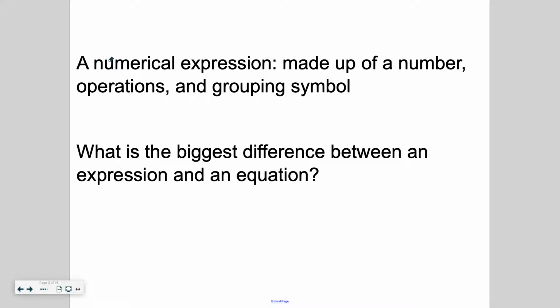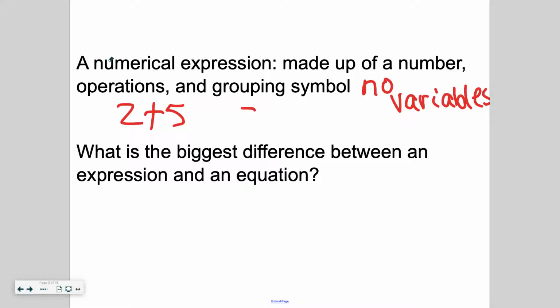So a numerical expression is an expression that is made up of a number, operations, and a grouping symbol. In a numerical expression, there are no variables. No variables in a numerical expression. So like this is going to be like 2 plus 5, or 5 times 3 minus 1. Those would be numerical expressions.